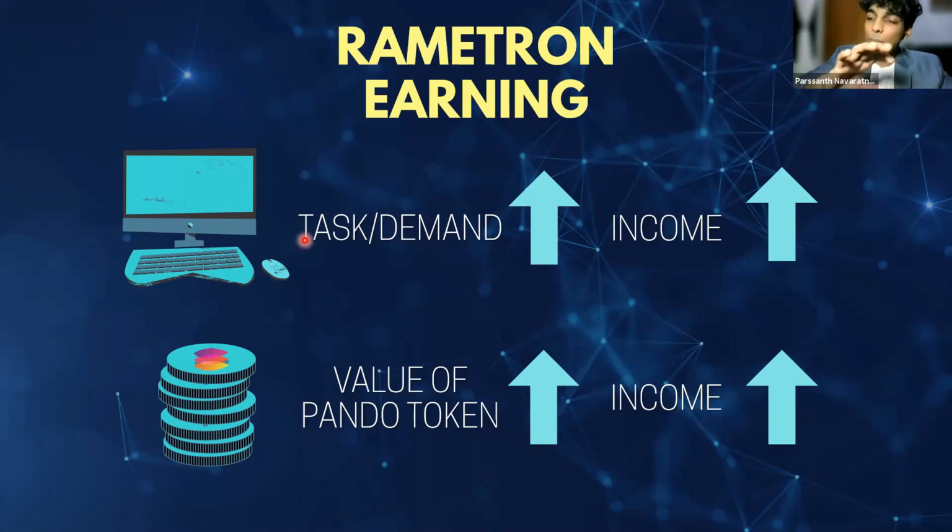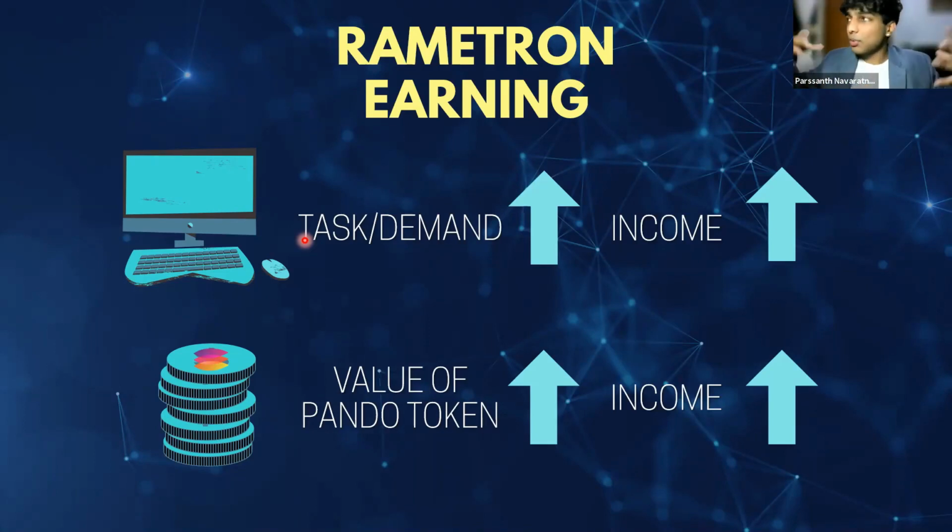The more your Ramatron, in layman terms, helps somebody else stream or upload videos, that means the higher the task, the higher the demand. And if you are helping more people stream through your Ramatron, that means the higher your income, because every time you help somebody stream, you're generating Panda tokens, correct?